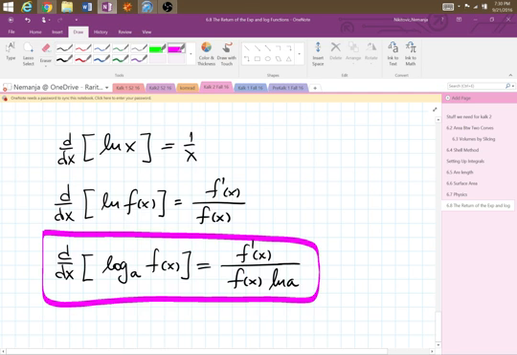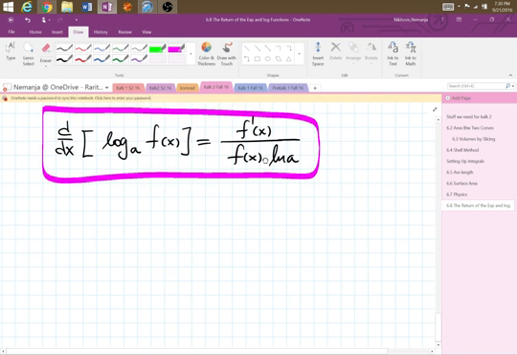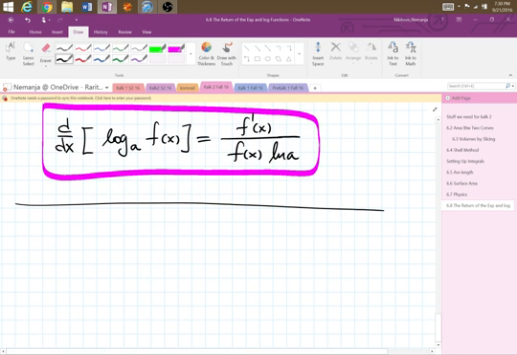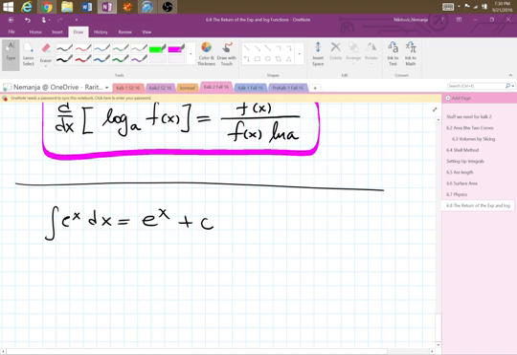Ready for integration? Of course you're ready for integration. We're just reviewing, having fun. What is the integral of e to the x dx? Plus c. Okay. And that's it. Now, can I have the integral of e to the f of x dx? Yeah, but only under the condition that there is f prime in here, so that we can use u-substitution. Without that f prime, you can't integrate.